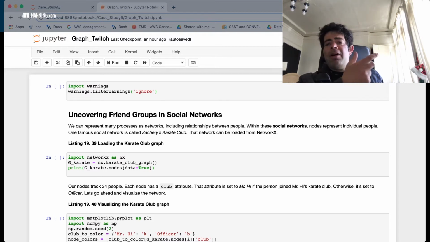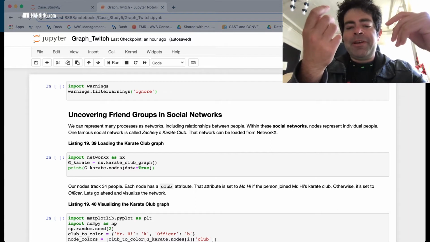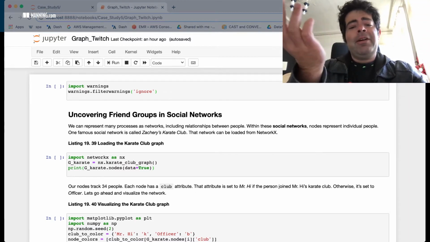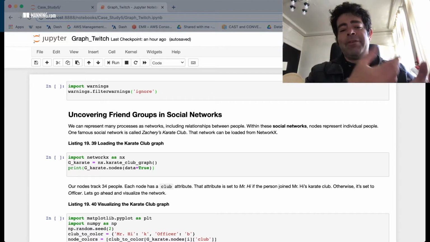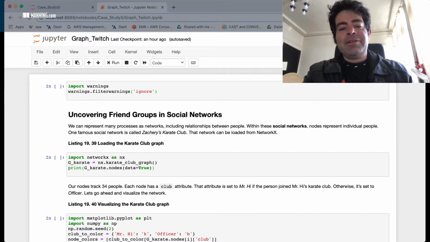So, what do we mean by a social network? A social network is a graph where the nodes represent individual people and the edges represent connections between these people. So it could represent connections between coworkers, between friends in social media, between friends in real life.